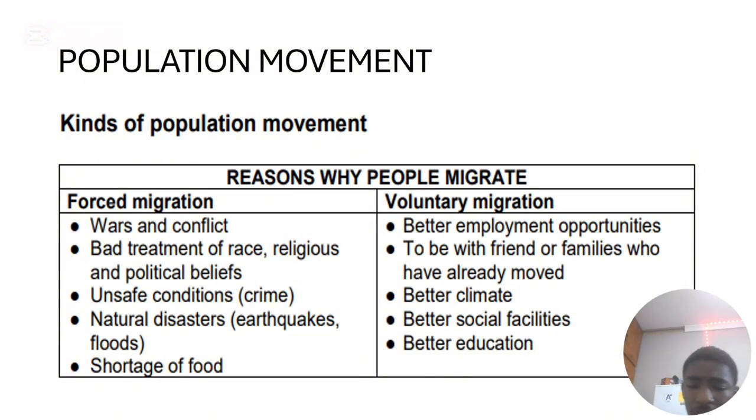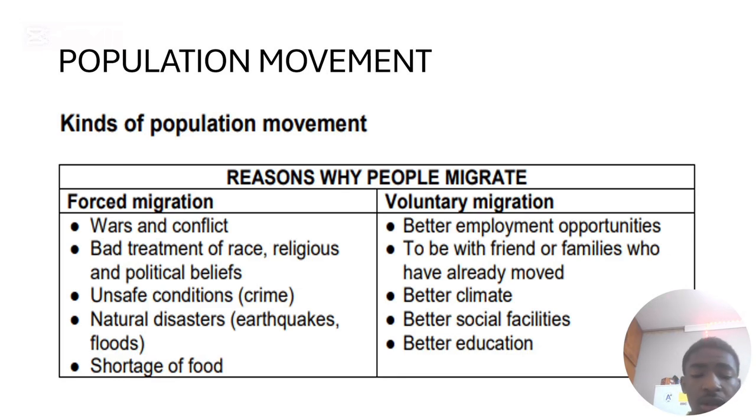So forced migration, you need to know that you didn't have a choice, right? You had to. You didn't have a choice. Then voluntary migration, that's when you had a choice. So in simple terms, that's how we're gonna separate. You need to know the difference between forced and voluntary migration, right?